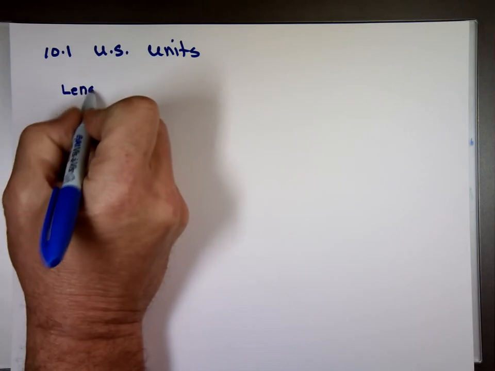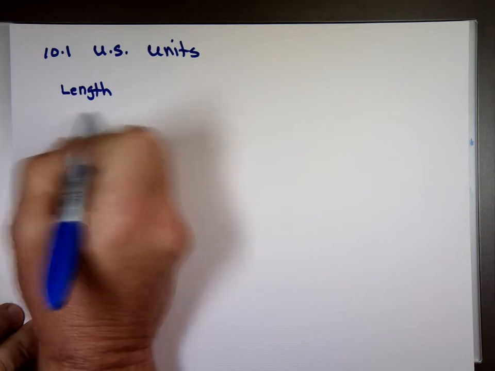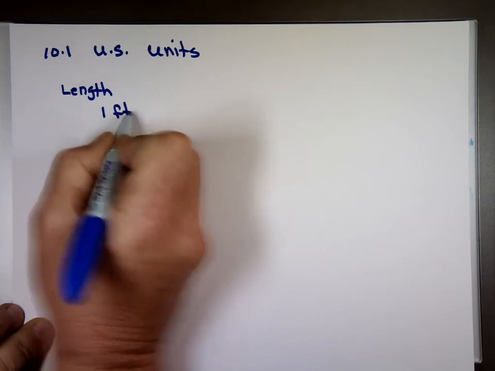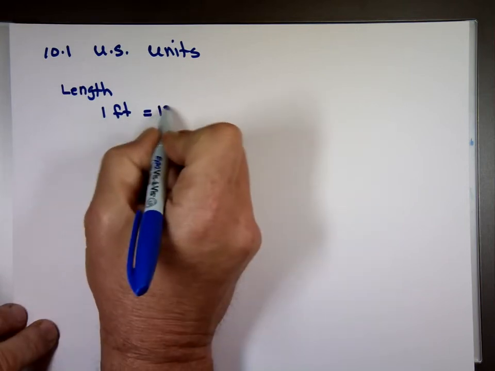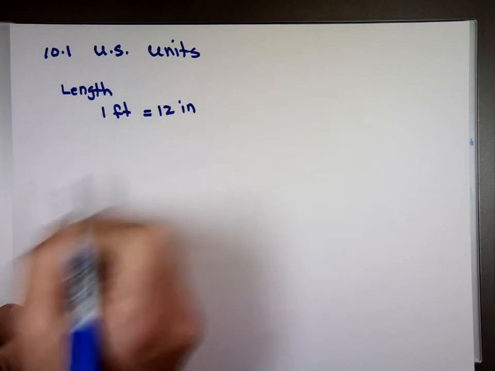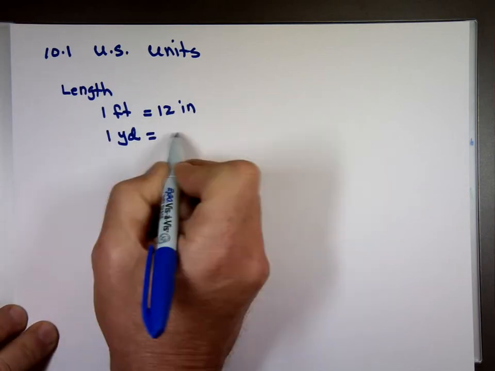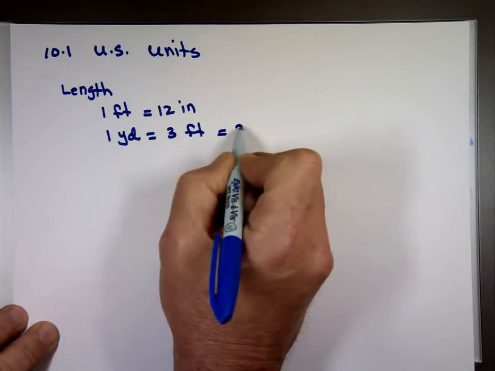For length, these are the units we use in the US. We use a foot, and 1 foot is equal to what? How many inches in a foot? 12 inches. We also use a yard. 1 yard is equal to what? 3 feet. Good. And how many inches is that? 36 inches.